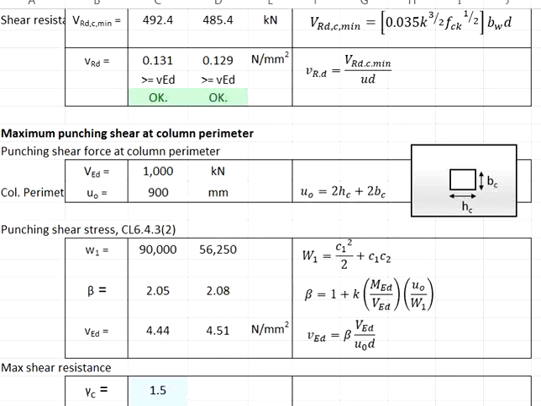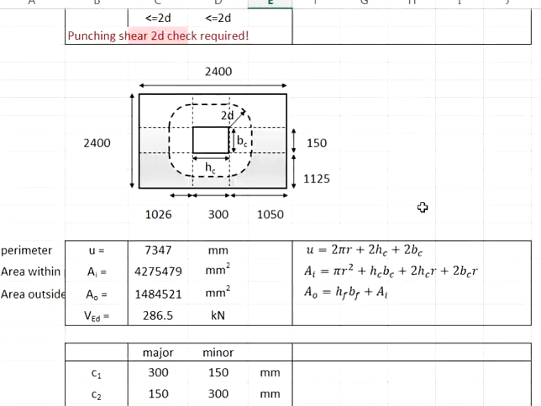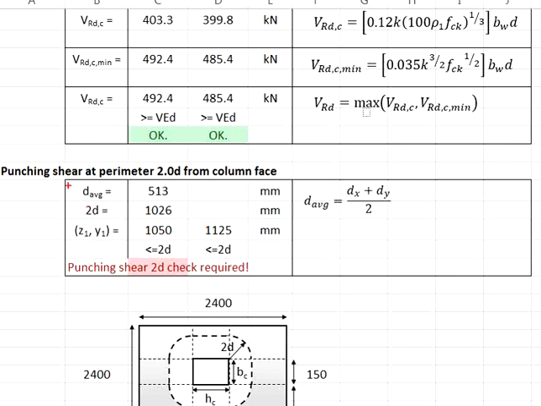U0 is calculated by having the width of the column, 300 mm, plus 150 mm times 2 sides each. You get U0 equals to 900 mm. And then you will need to take the shear load divided by the effective area. The U0 is equal to 900 and the effective depth is taken as the average effective depth of the major and the minor axis, which we have calculated previously, equals to 513 mm.